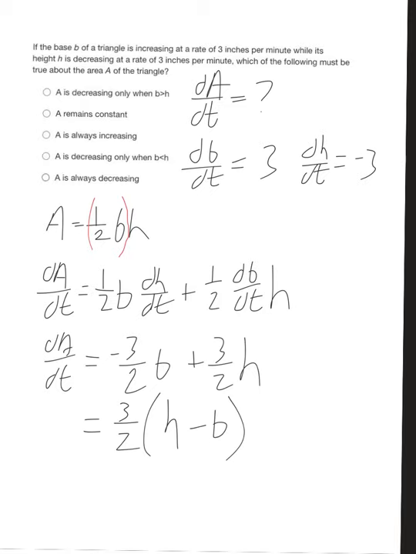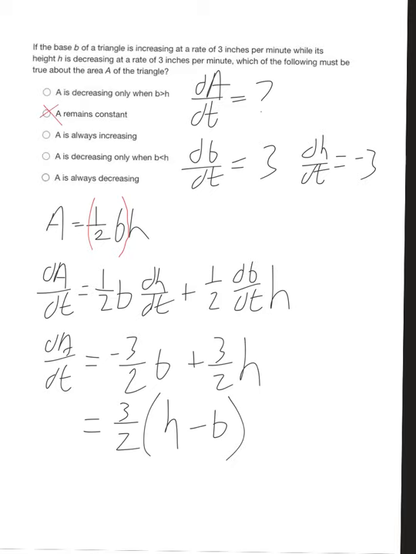Actually, I'm maybe getting a little bit ahead of myself there. First of all, dA/dt does not always remain constant. It's going to change. There's no reason that this would always be constant. You plug in different values for h and b, and dA/dt is going to be either positive or negative. Only if h equals b would dA/dt be 0 and thus A be constant, which is not the case here. So it's certainly not always a constant.